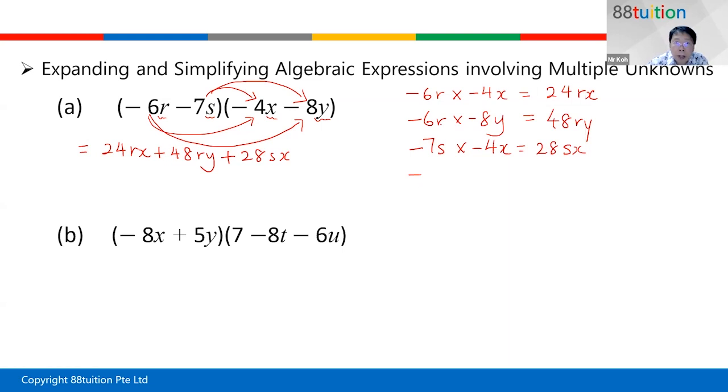Okay, minus 7s multiplied by minus 8y. Minus times minus gives you plus, 7 times 8, 56sy. So I'm going to write plus 56sy. You notice one thing is they are all different for Rx, Ry, Sx, Sy. So after you expanded already, this is the answer.